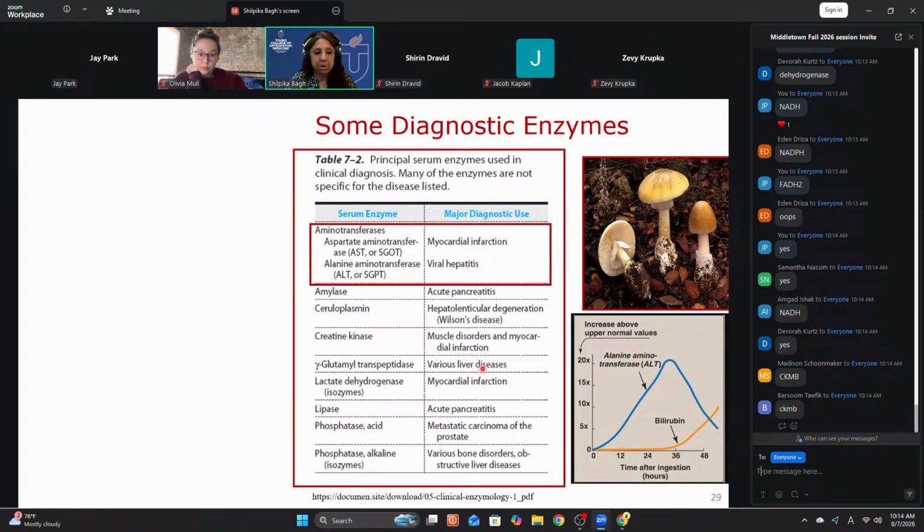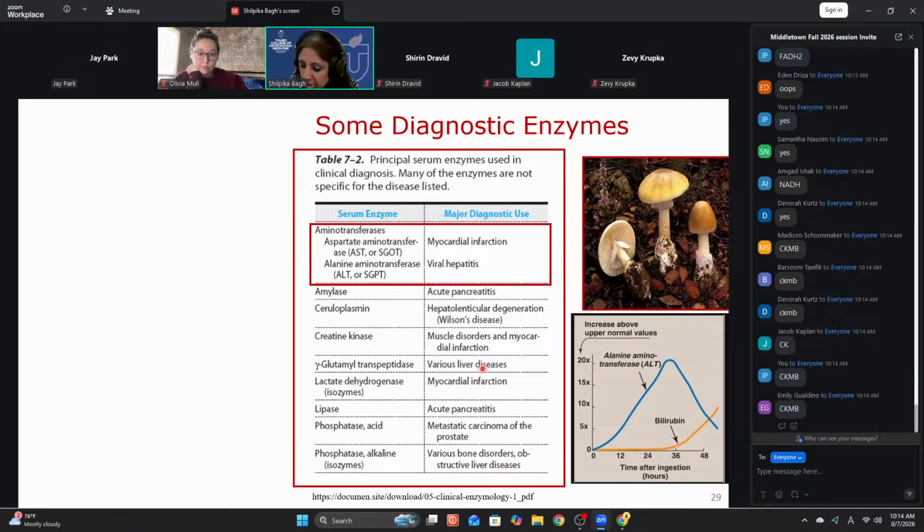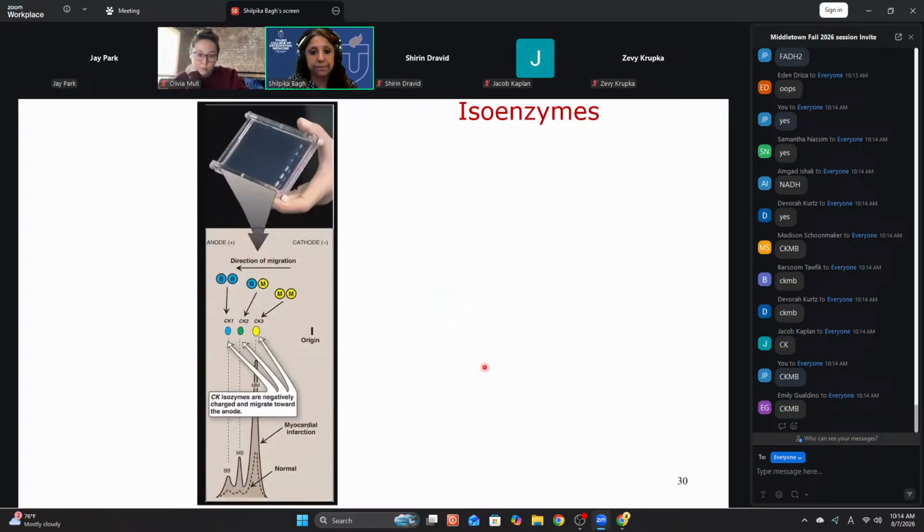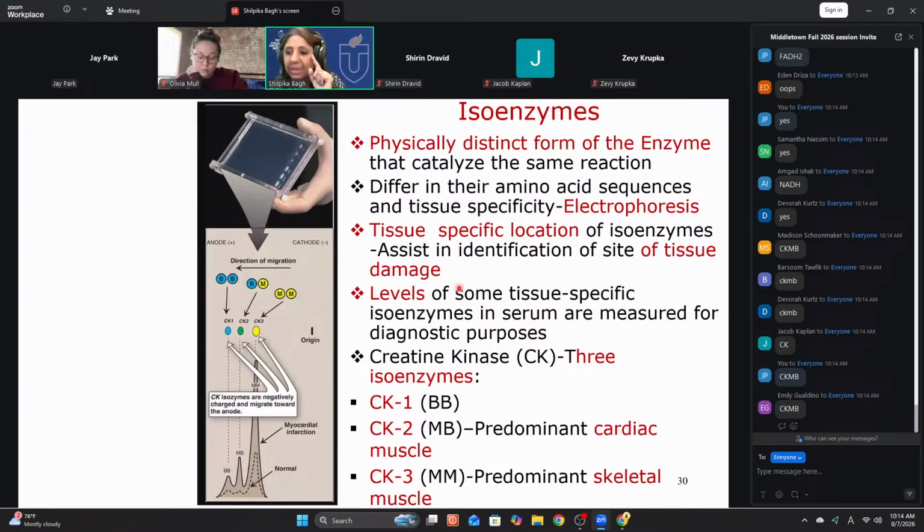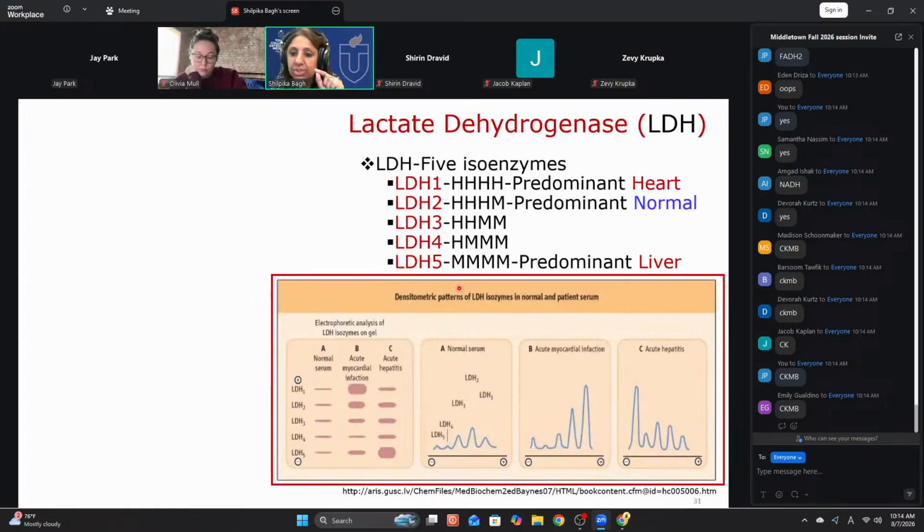Cardiac damage, myocardial damage, CKMB. You just got to be specific here, please. So what happened, right? What organ damage leads to what enzyme or isoenzyme rise?